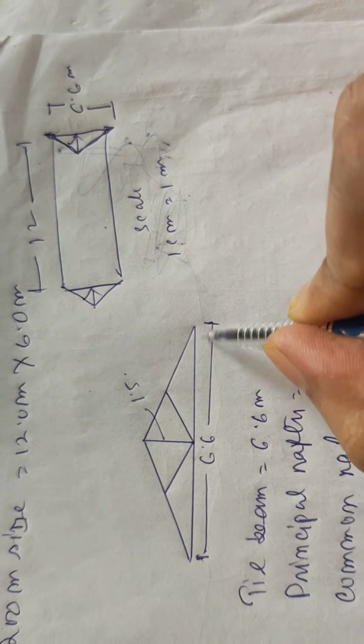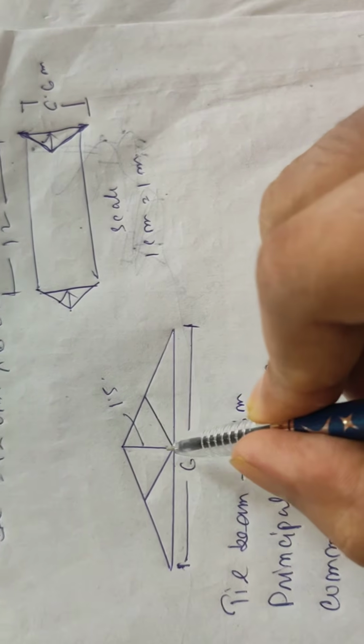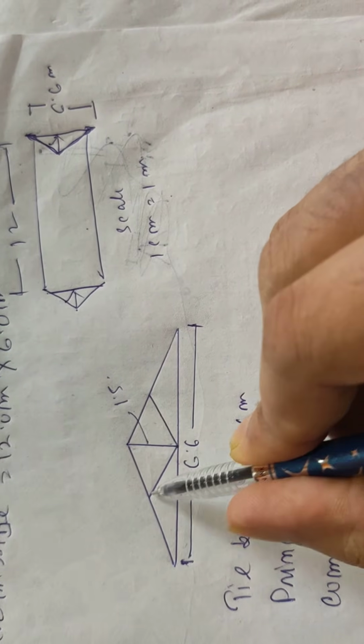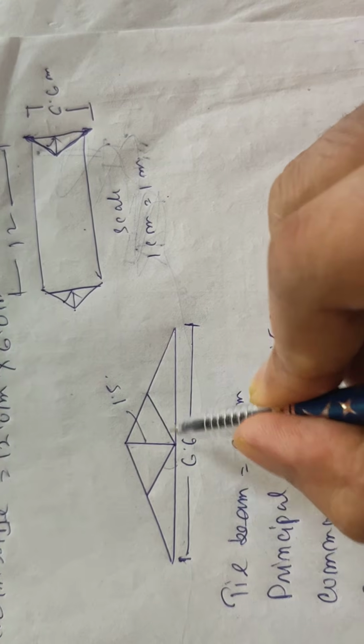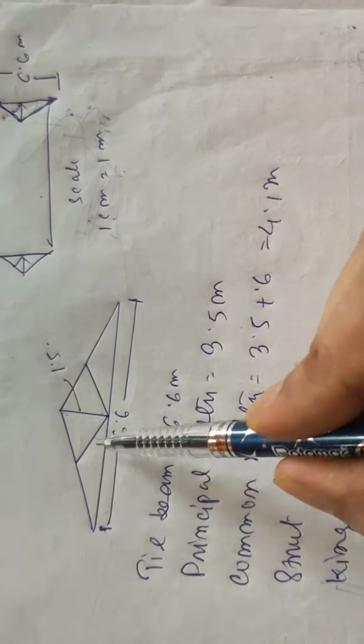6.6 centimeter is the span of the truss, 1.5 is the height. With that we have completed this triangle at 45-degree angles. We have drawn the struts. Okay, and we have completed the sketch. Now from this sketch we will find out the length of all the members.